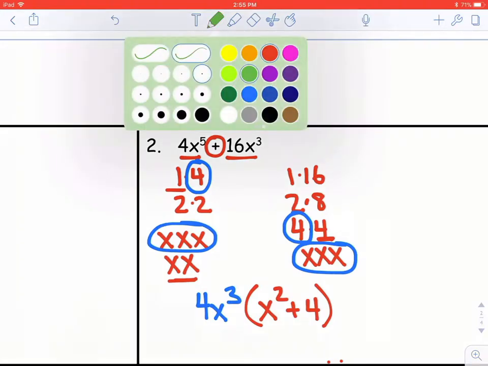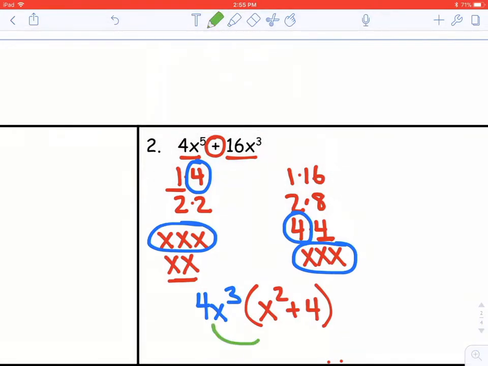So then check and see if this makes sense. 4x cubed times x squared does give us back 4x to the 5th for that first term, and then 4x cubed times 4 would give us back the 16x cubed that was our second term. So this is the correct factored form. Always keep in mind that factoring is the opposite of multiplying. So you should be able to check that you have the right factors if you're able to multiply them back together again to get what you started with.